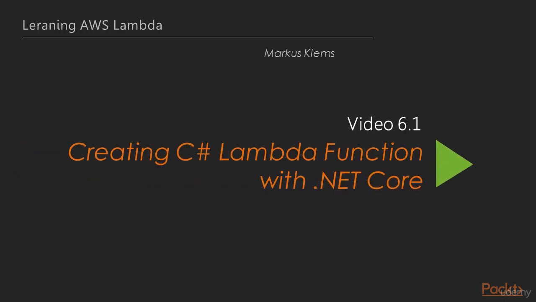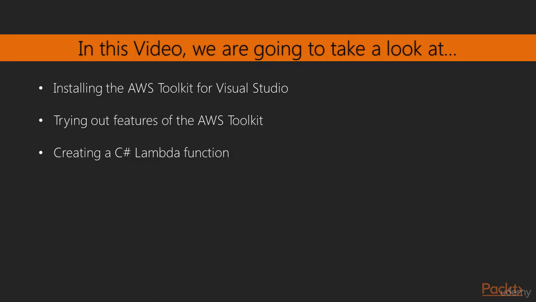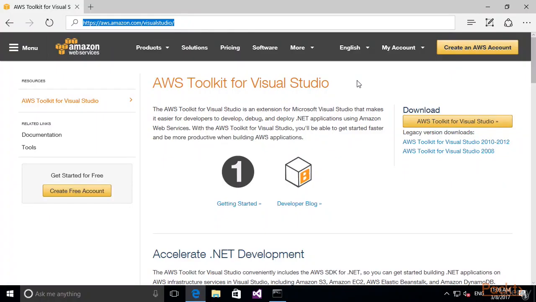In the first video, we are going to create a Lambda function using .NET Core. In this video, we are going to take a look at how to install the AWS Toolkit for Visual Studio. Then we are going to try out some features of the AWS Toolkit and we'll use it to create our first C# Lambda function. As a first step, we are going on to the AWS website to download the AWS Toolkit for Visual Studio.